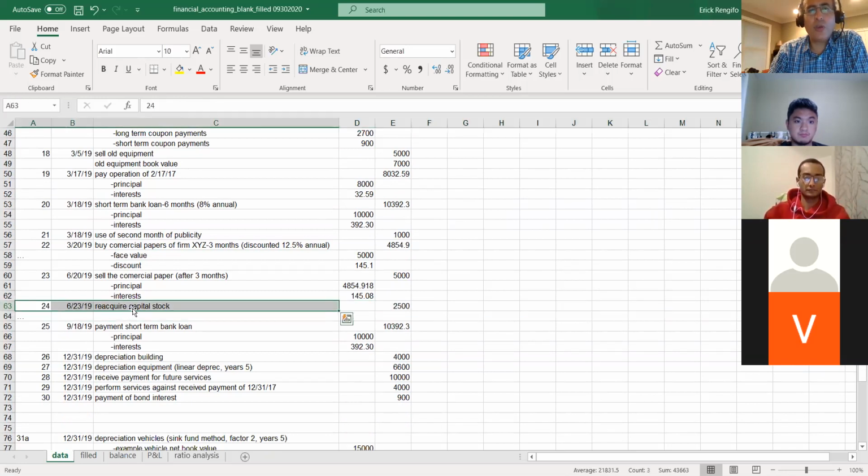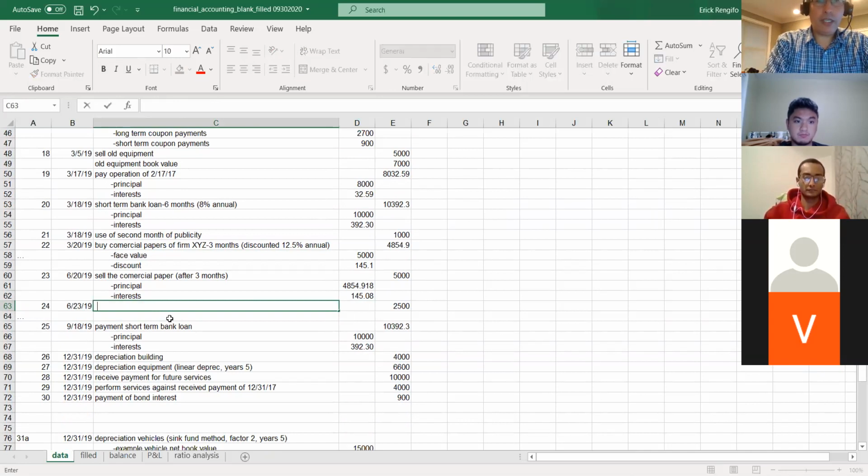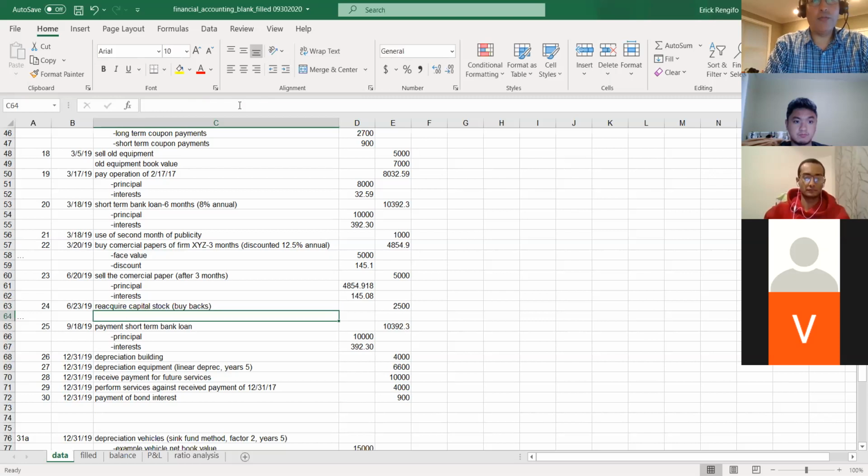Okay, so what is required? Capital. This is asset buybacks. These are the famous buybacks, which people are talking about a lot now. Have you heard about this one here?